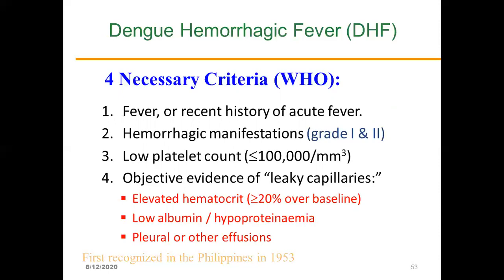And what are those criteria? Number one, there will be fever or recent history of acute fever, hemorrhagic manifestations, a low platelet count of less than 1 lakh per cubic millimeter, and objective evidence of leaky capillaries, which is detected by elevated hematocrit level, low albumin or low serum protein level, and there can be pleural or other effusions.